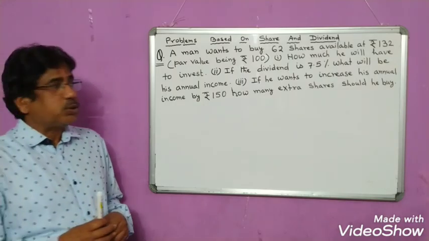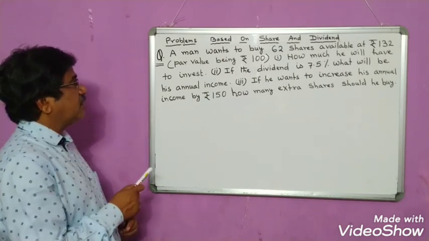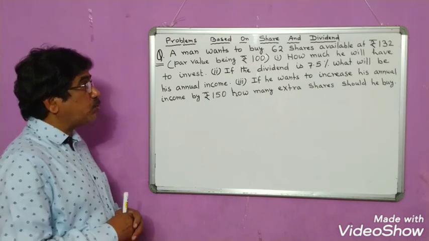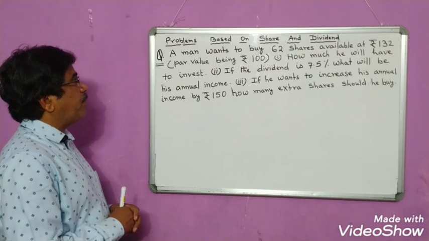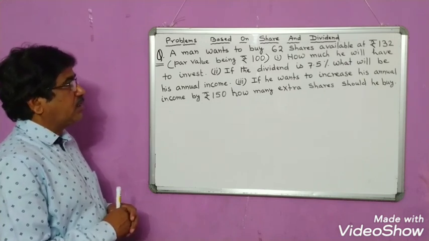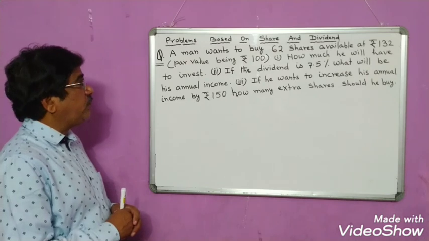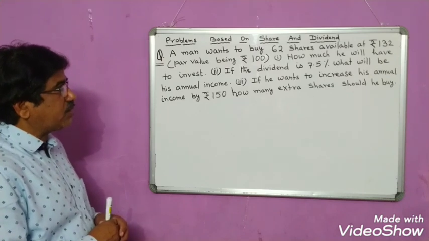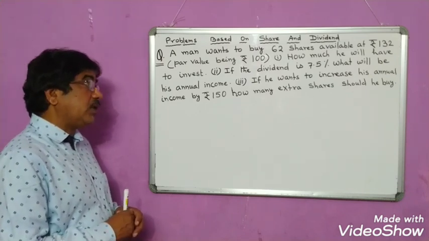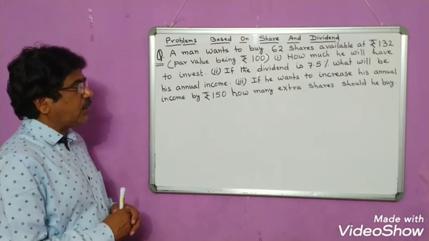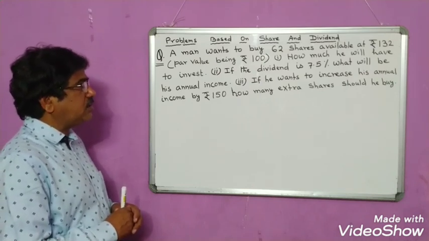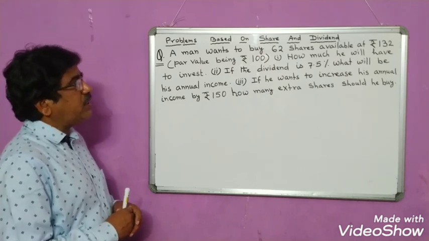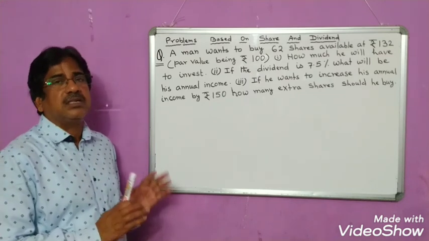So now let us take one more question. The question is, a man wants to buy 62 shares available at rupees 132, par value being rupees 100. Part one, you have to find how much he will have to invest. Part two, if the dividend is 7.5%, what will be his annual income? Part three, if he wants to increase his annual income by rupees 150, how many extra shares should he buy? This is the question.